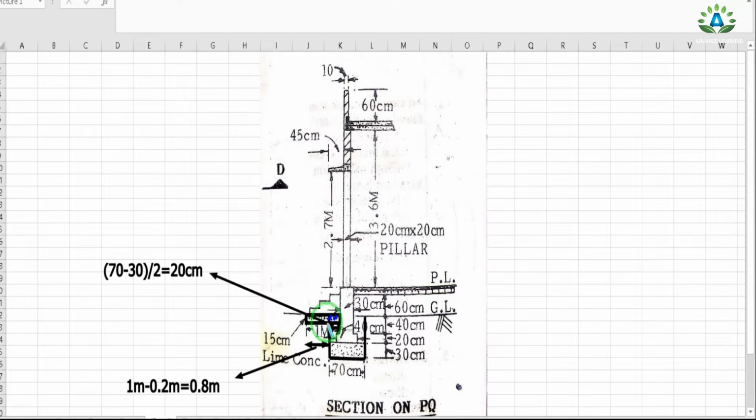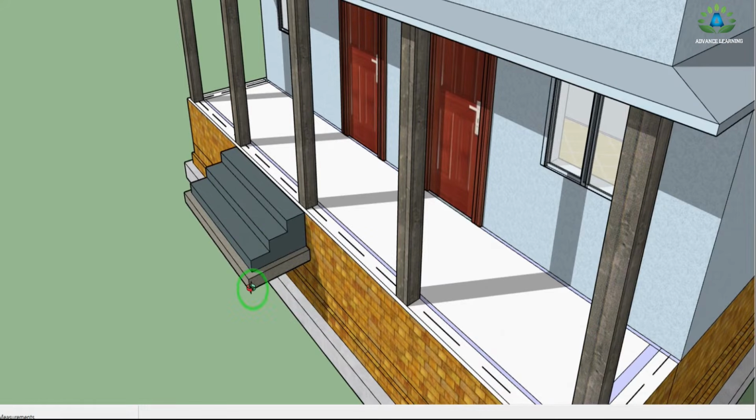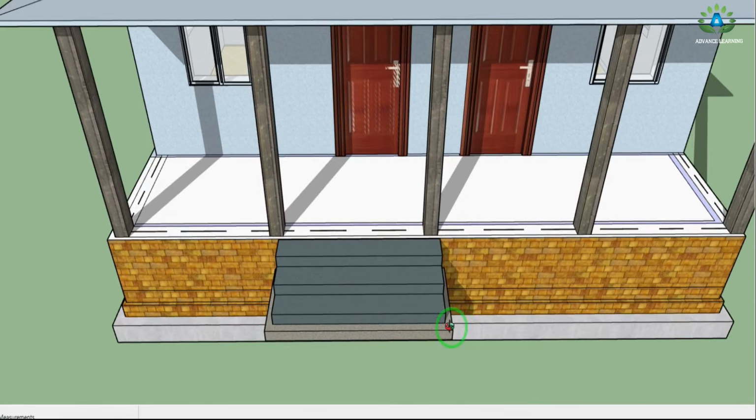And we have this total width of this step, 1 meter. And in this 1 meter, we need to subtract this small portion to get this total width from this side up to this side. So we get this width equals 1 meter minus this portion, 20 centimeter or 0.2 meter. So we get this width equals 80 centimeter or 0.8 meter. So here we have this width 0.8, and we have one number of steps. So we have calculated this width of this excavation, and now we are going to calculate the length of this step below the ground level portion.